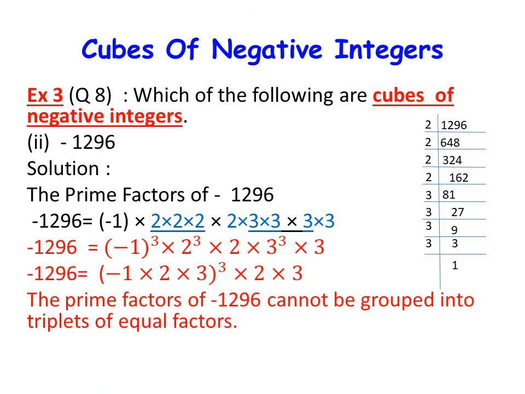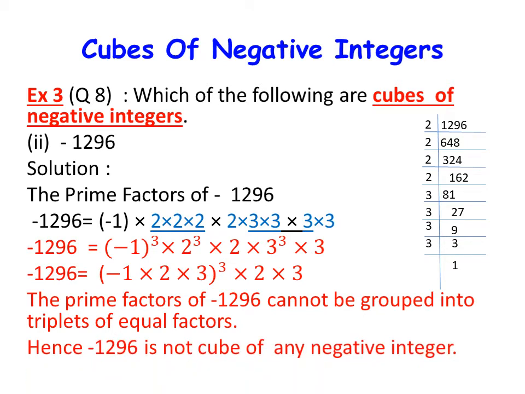So how will we explain our answer? The prime factors of minus 1296 cannot be grouped into the triplets of equal factors. Hence, minus 1296 is not a cube of any negative integer. In this way, you have to solve your question properly and you have to explain your answers.